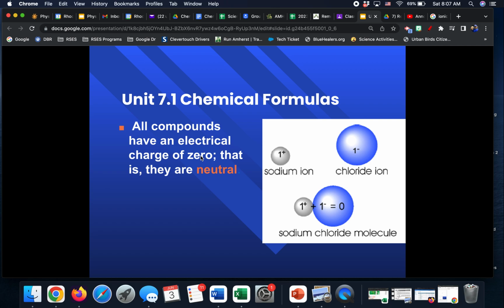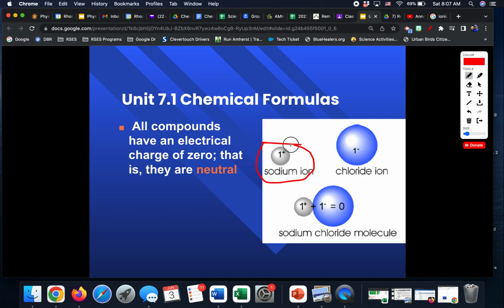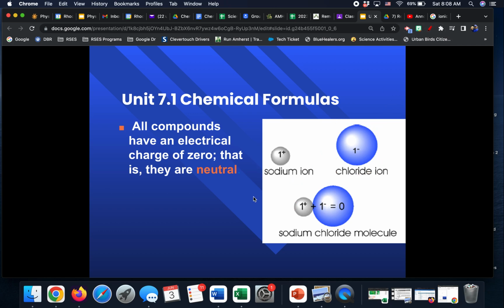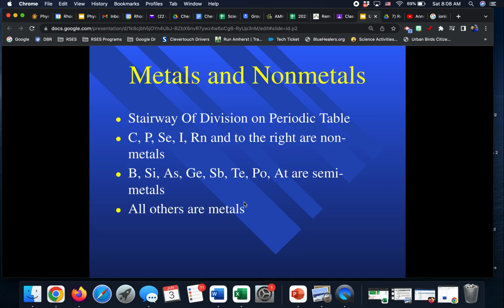It means they're neutral. So if you look at this picture here, we see this sodium ion has a 1 plus charge, chloride has a 1 minus, and when they join, 1 plus 1 minus equals 0. That means its overall charge is 0, it's neutral. We'll explain why that happens later.